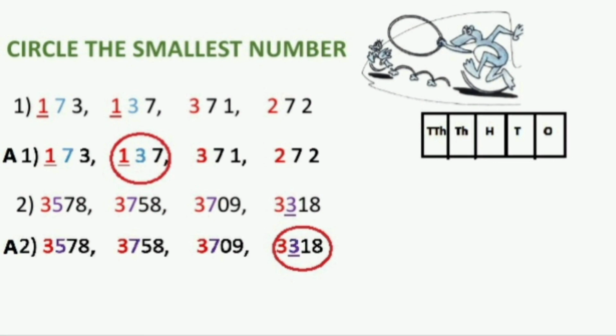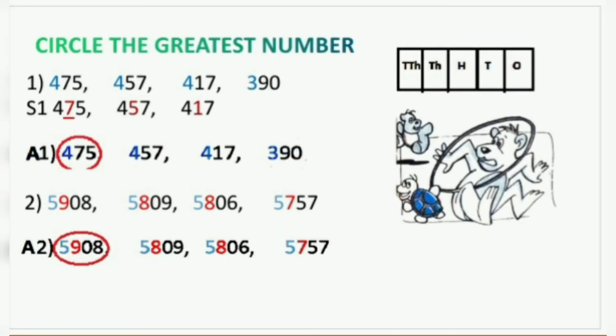Now come to the second question. Here you can see all the numbers are 4-digit numbers, and each number has 3 in its thousands place. Okay, so you cannot compare by looking at the thousands digit. So now when you see their hundreds digit, you have the digits as 5, 7, 7 and 3. So which is the smallest? That is 3 is the smallest. So you have to ring the number 3318.